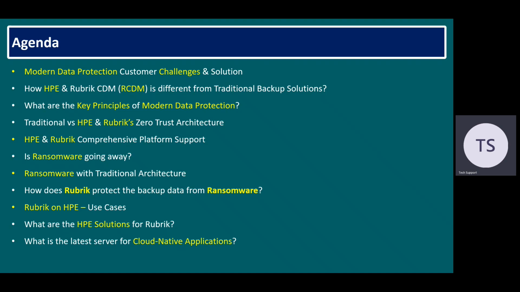And what is the approach to protect against ransomware with the traditional architecture, and we'll also discuss how Rubrik protects the backup data from ransomware, and Rubrik on HPE, what are the most common use cases, and also what are the HPE solutions for Rubrik, and finally what is the latest offering for cloud native applications. Okay, so let's start with the first point, customer challenges.